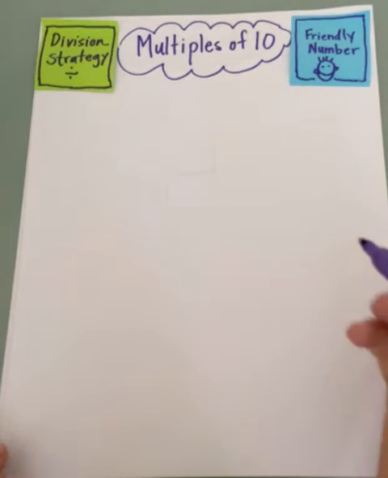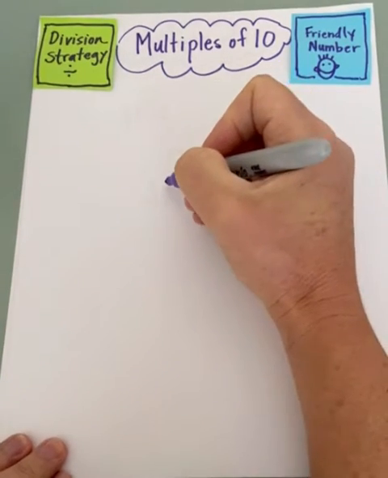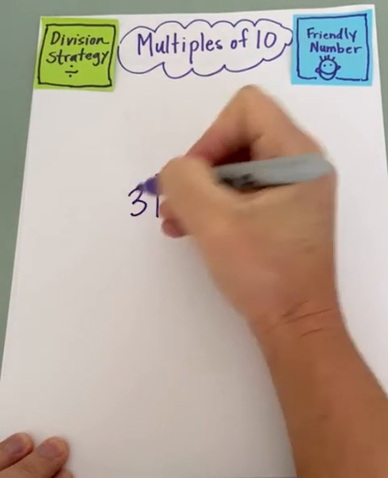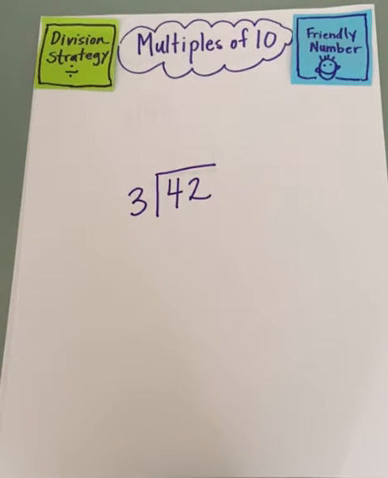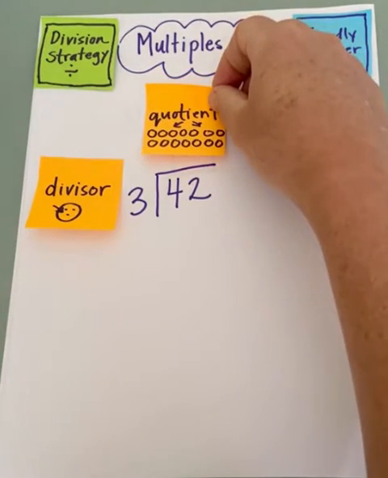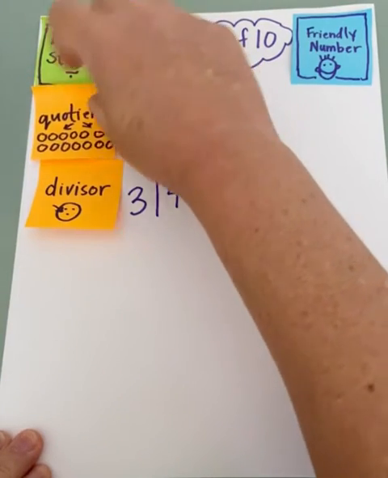First problem is going to be 42 divided by 3. And just to be clear, 3 is the amount in each group we are dividing 42 by. It's called the divisor. Our job with the problem is to find the number of groups of 3 in 42. The number of groups we find, or the answer, is called the quotient. That's going to go up here. I'm going to put it right here for right now so we have some space to work.